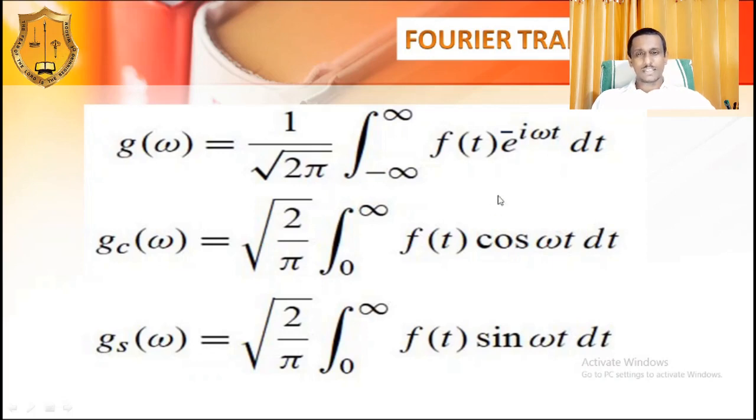Therefore, g(ω) is equal to 1 by root 2π integral from minus infinity to plus infinity f(t) e raised to minus iωt dt. Its cosine transform is g(ω) equal to root of 2 by π integral 0 to infinity f(t) cos ωt dt, and its sine transform is g(ω) equal to root of 2 by π integral 0 to infinity f(t) sin ωt dt.